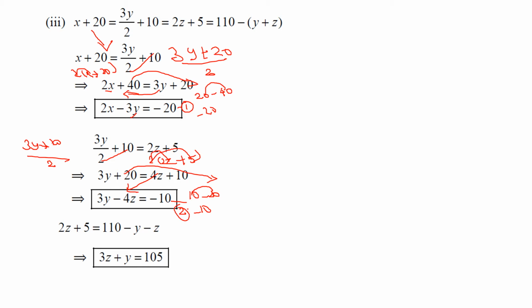Third one: 2z plus 5 equal to 110 minus bracket of y plus z. Here I multiply with minus: minus into y, minus into z, minus z. After that I am separating the variables. The minus z will come to the left hand side: 2z plus z, 3z. The minus y will come to the left hand side as plus y. So 3z plus y plus 5, and the 5 will go to the right hand side as minus 5. So 110 minus 5 is 105. So this is my third equation.